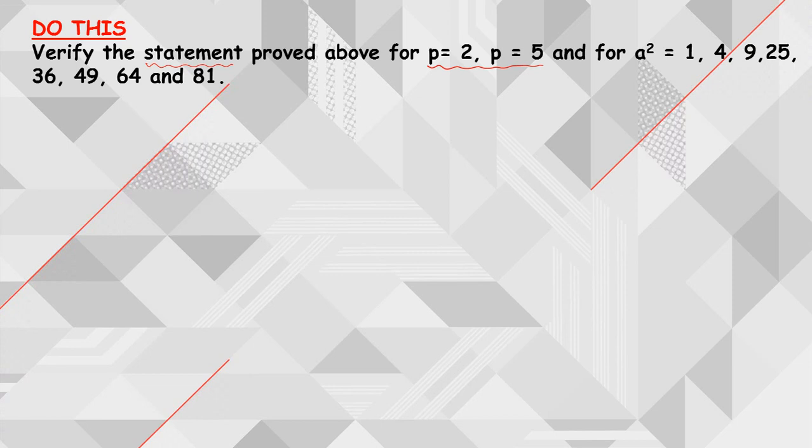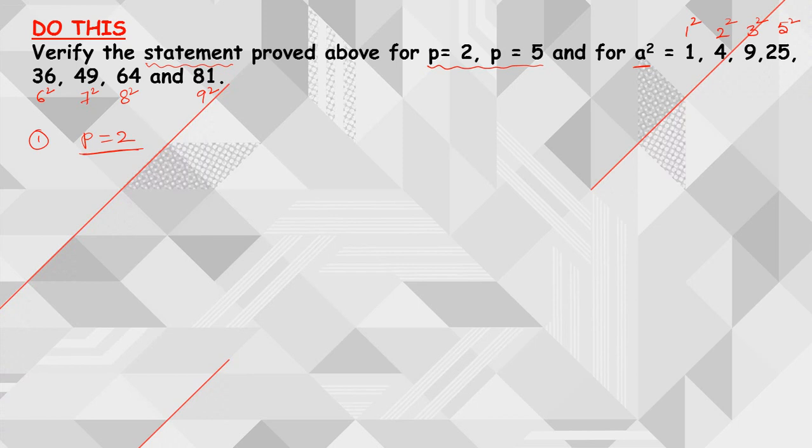We need to check for these two prime numbers, and a square is given as 1, 4, 9, 25, 36, 49, 64, 81. Now 1 I can write as 1 square, 4 as 2 square, 9 as 3 square, 25 as 5 square, 36 is nothing but 6 square, 49 is 7 square, 64 is 8 square, and 81 is 9 square. Now I am going to consider the first case: if p is equal to 2, then we are going to verify the statement.